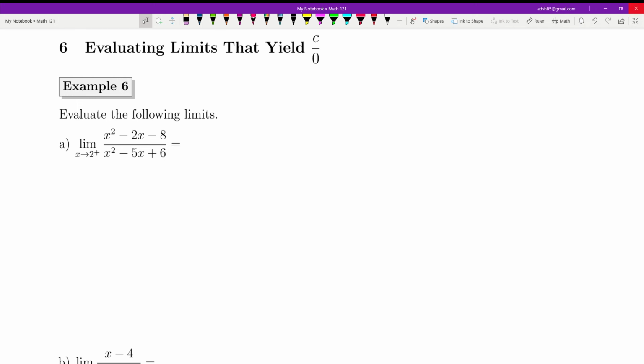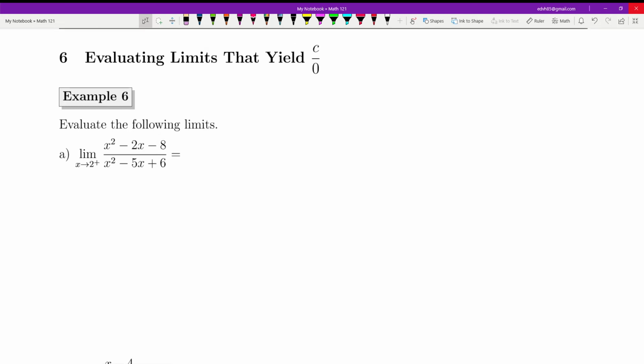Alright, so in this video we go over the third part of this first section of limits. So now we're going to look at a limit that yields a different kind of value. In this case we're not going to get a 0 over 0, but instead we are going to get a number divided by 0, and for that we will have to look at other techniques that you will see.